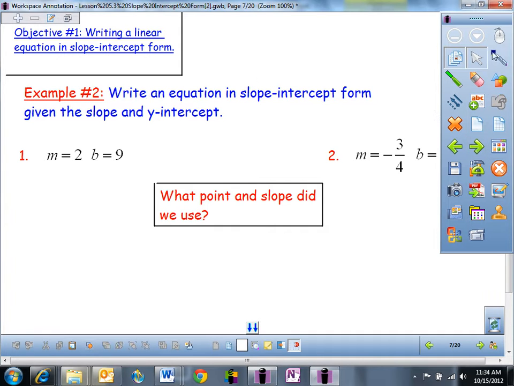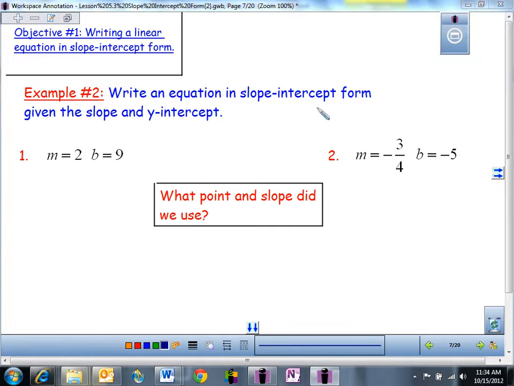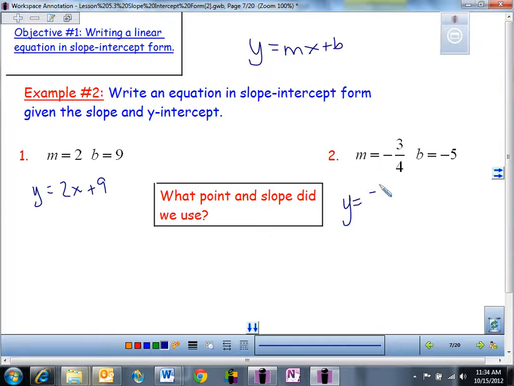So example 2, it says, write an equation in slope-intercept form given the slope and the y-intercept. So we know y equals mx plus b. So number 1, y equals 2x plus 9. Number 2, y equals negative 3/4 x minus 5.